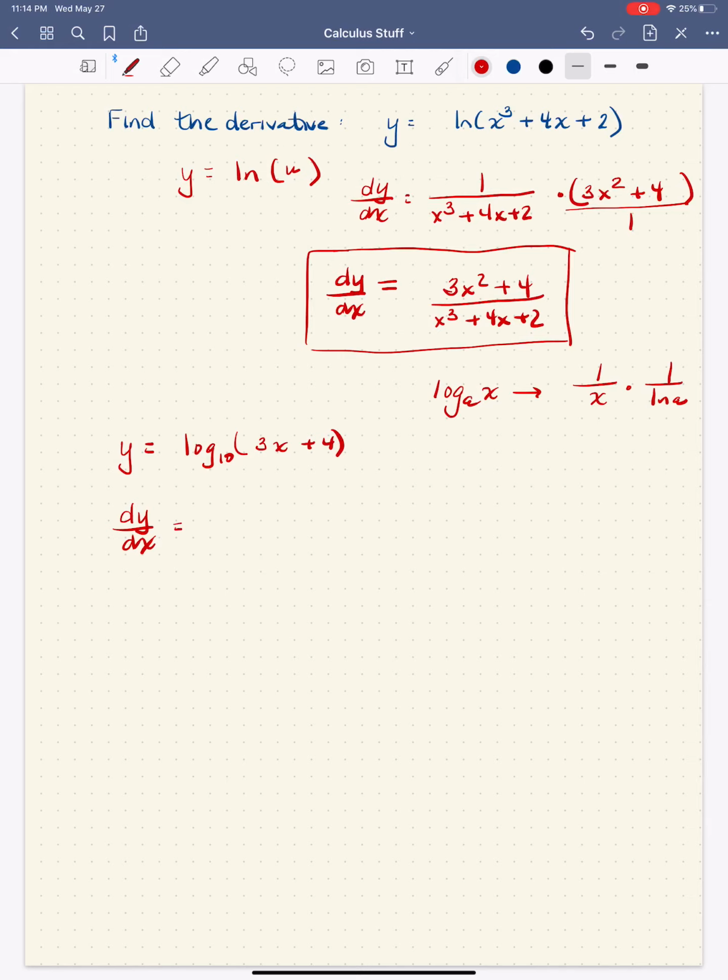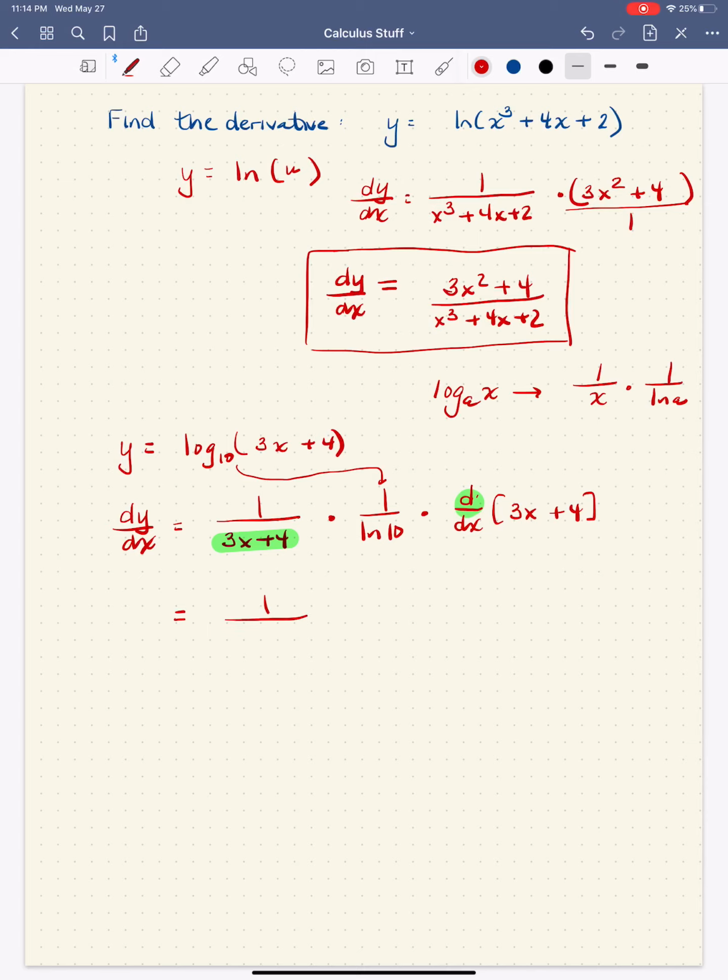So that means that the derivative here is going to be 1 over the thing times 1 over the natural log of the base, which is 10. So this 10 tells me that this term is going to be there. But then the chain rule prevails, so I now have to multiply by the derivative of 3x plus 4, which we know is just 3.